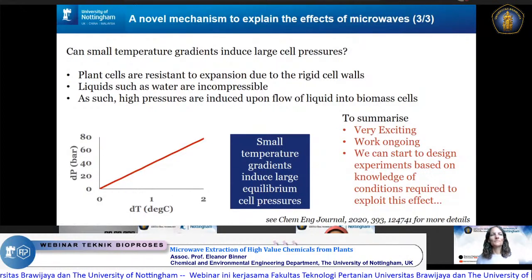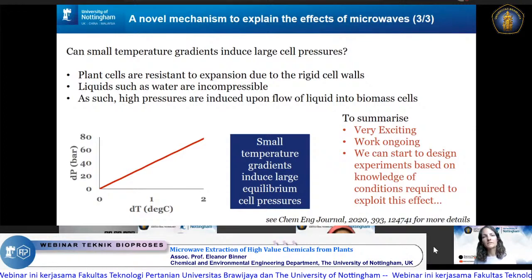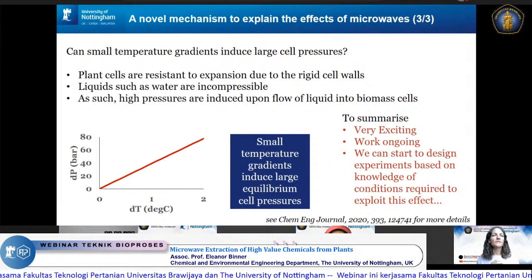So, do I need to go into any of this detail? When asking the question, can a small temperature gradient induce these large cell pressures? Because plant cells are resistant to expansion due to rigid cell walls. I think I've gone ahead of myself a little bit. And liquid, e.g. water, is incompressible. This means that high pressures are induced upon the flow of liquid into the biomass cells, and it is plausible.